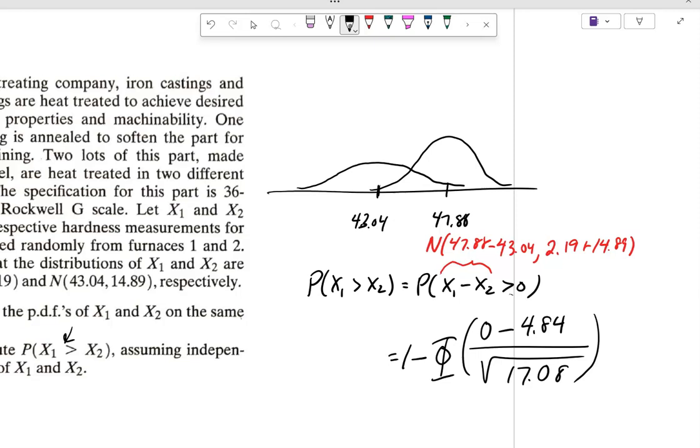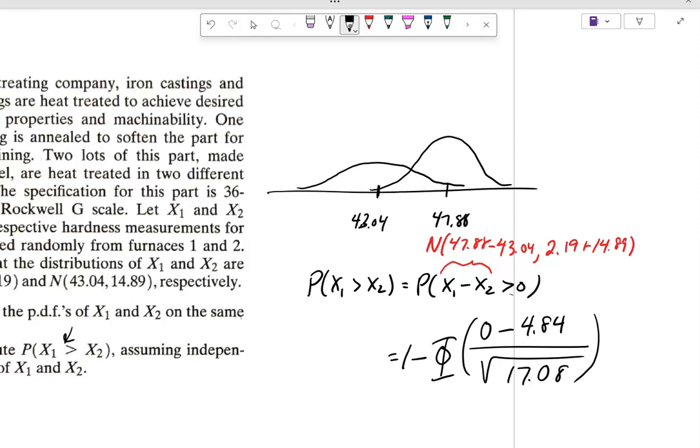Yep. Okay. So the 4.84 here is just the difference of your means, assuming I did my arithmetic right. The 17.08 is the sum of your variances. We just converted it to a regular old normal distribution problem. Okay.